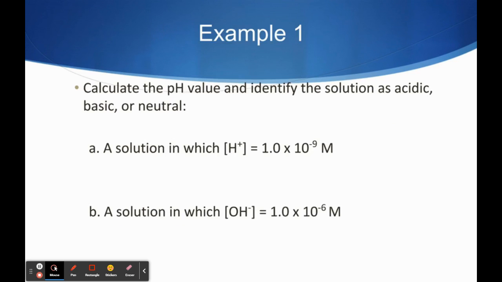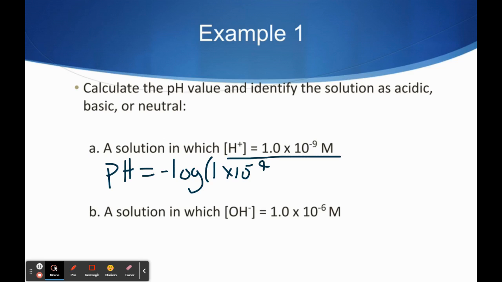So example number 1 says calculate the pH value and identify the solution as acidic, basic, or neutral. So the first solution, we have an H+ concentration of 1.0 times 10 to the negative 9th. So using our equations, we would use pH is equal to the negative log of the H+ concentration, which is 1 times 10 to the negative 9th. So our pH is 9, which is above 7, which makes this solution basic.